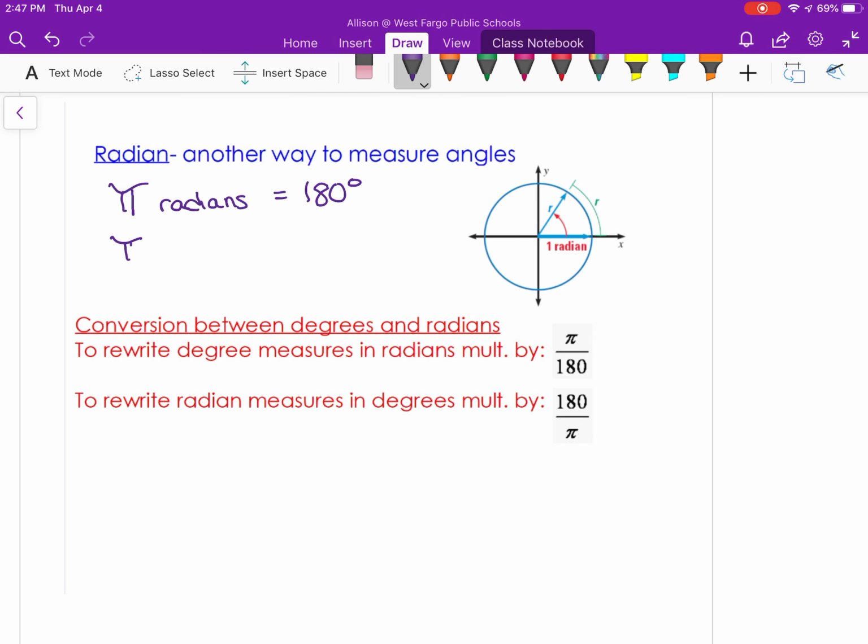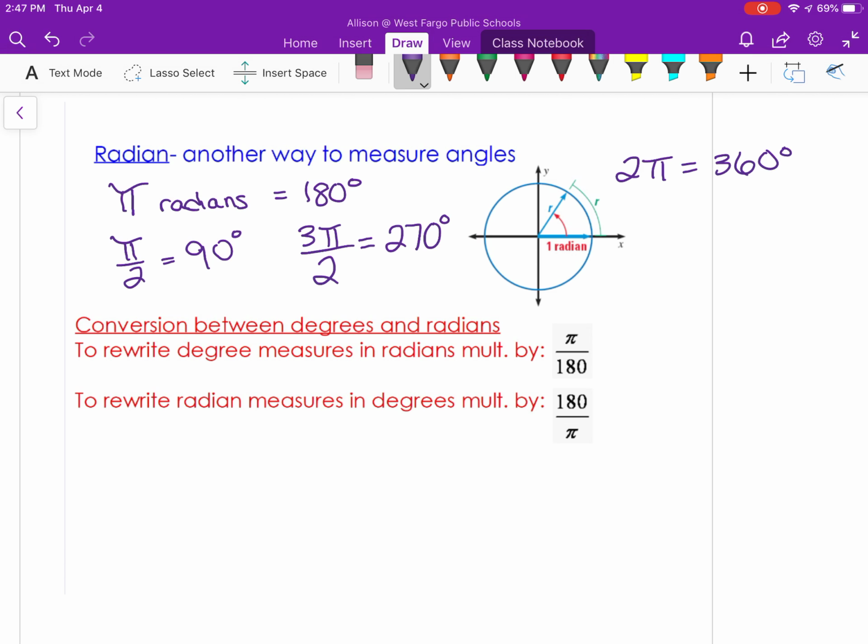So then pi over 2 radians is 90 degrees because 180 divided by 2 is 90 degrees. 3 pi over 4 is, actually I think it's supposed to be 3 pi over 2. Yeah, 3 pi over 2 radians is 270 degrees. And then the other one that I like to remember is 2 pi radians is 360 degrees.